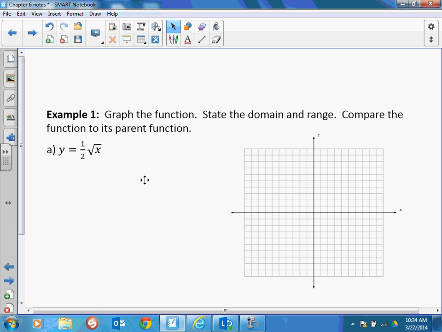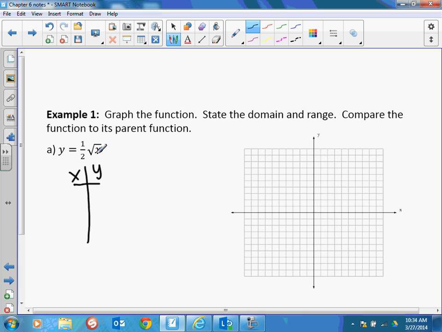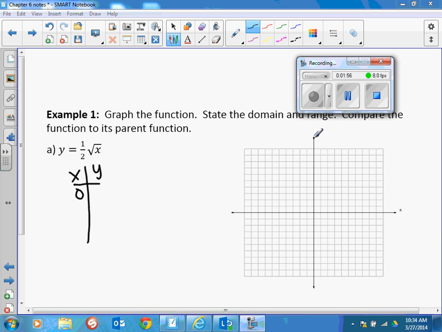Okay, graph the function, state the domain and range, compare it to its parent function. So what we're going to do is make a table. Okay, and the table I like to make for square root functions is this. I like to pick perfect squares for my x. So for example, I pick 0 for x. Hopefully you completed that. If not.